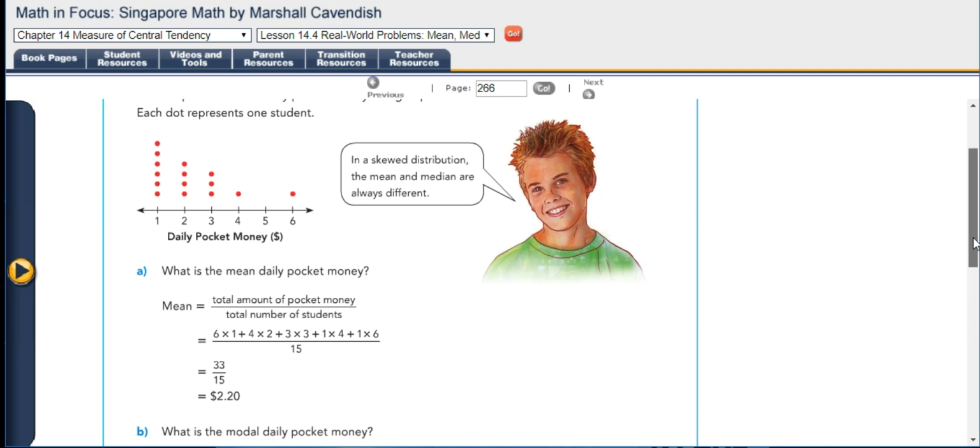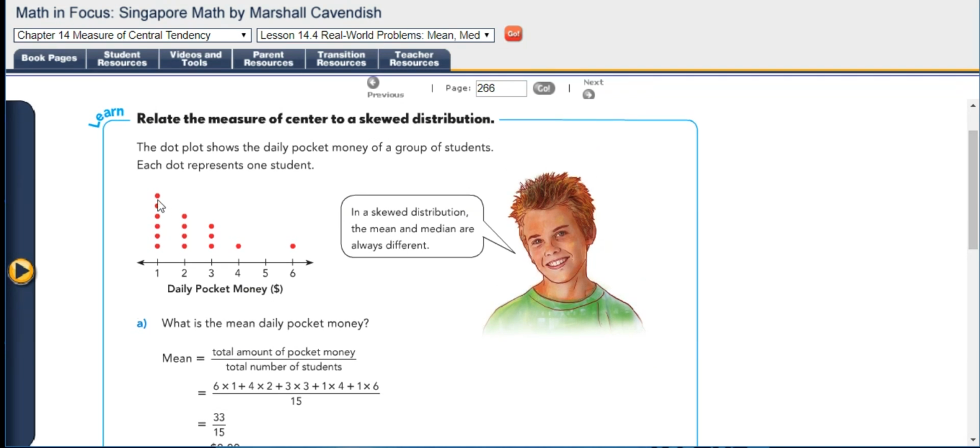And then the modal daily pocket money, you can see that this is the mode right here with the most amount of dots. So the modal amount is $1. So you wouldn't say 6, you'd say $1.